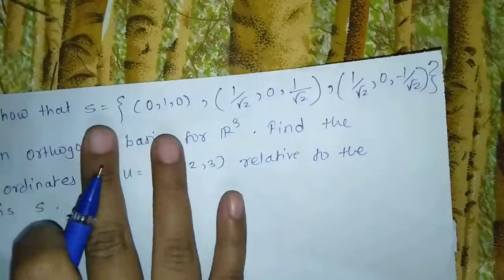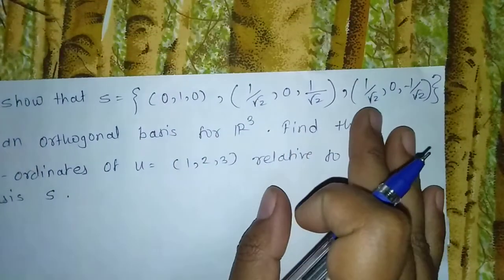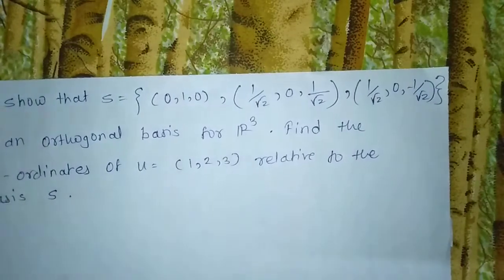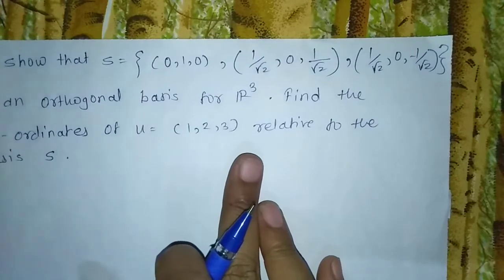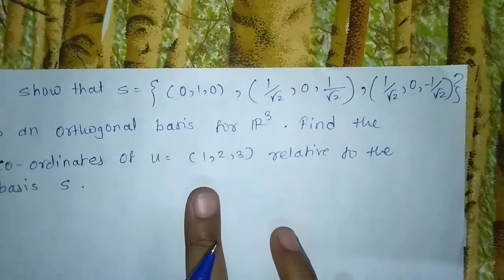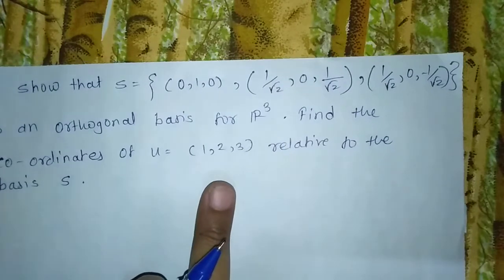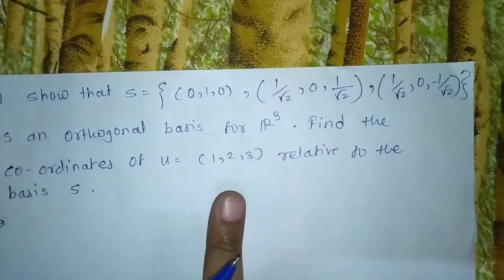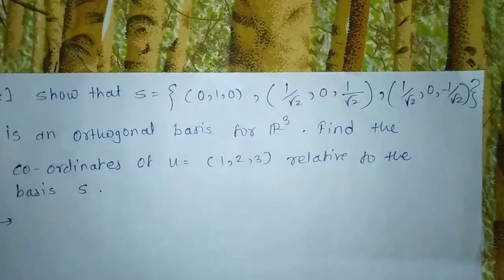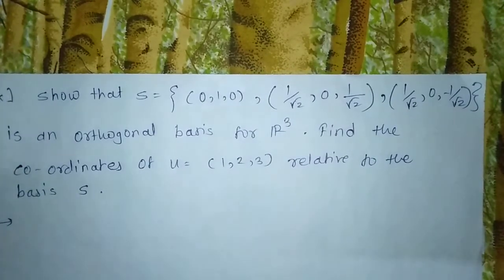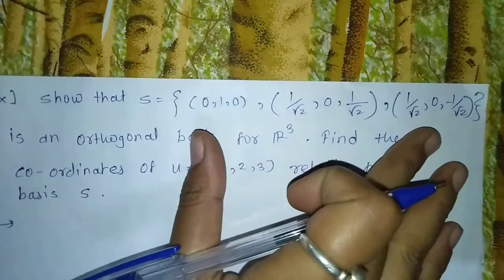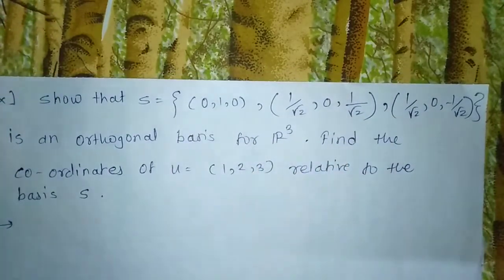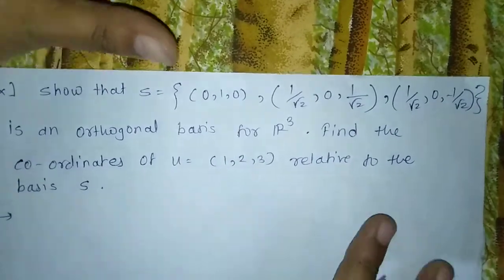Next example. Show that S, the set of these three vectors, is an orthogonal basis for R3. Find the coordinates of u equal to (1, 2, 3) relative to the basis S. That means u is a linear combination, then find the values of the constants. Also show that this set is an orthogonal basis for R3. To show an orthogonal basis, first you have to show that the inner product of each distinct pair of these vectors is 0.